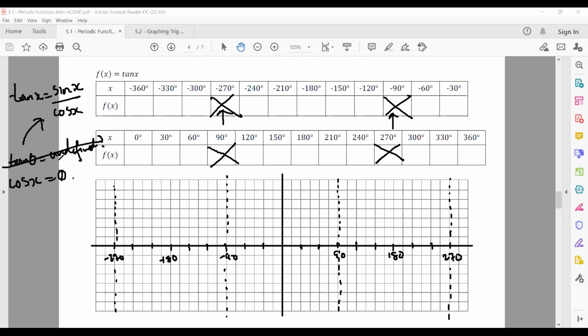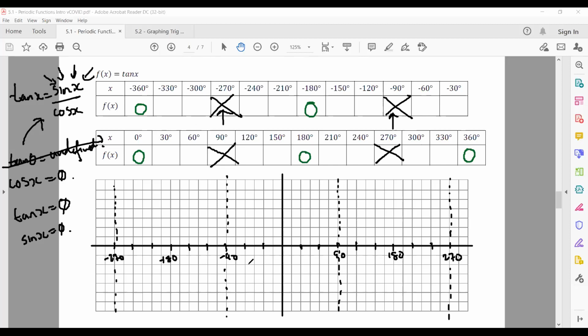Let's see. When is tangent equal to 0? When is this fraction equal to 0? Tangent of x is equal to 0 when sine of x is also equal to 0. So what angles give sine of theta equal 0? Let's use green. It is when x equals 0. It is when x equals 180. And of course 360. And that continues to repeat here and here.